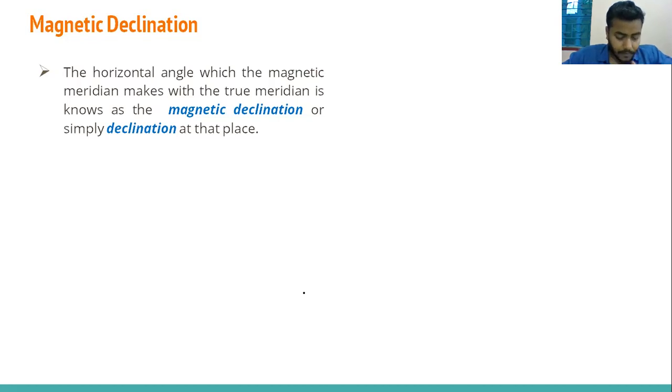Okay, so you will see in many cases, at many places on the earth's surface, that the magnetic meridian and the true meridian do not coincide with each other. There is a difference, there is an angle between them, and that angle is called magnetic declination. By this theory you can understand the definition: the horizontal angle which the magnetic meridian makes with the true meridian is known as magnetic declination.